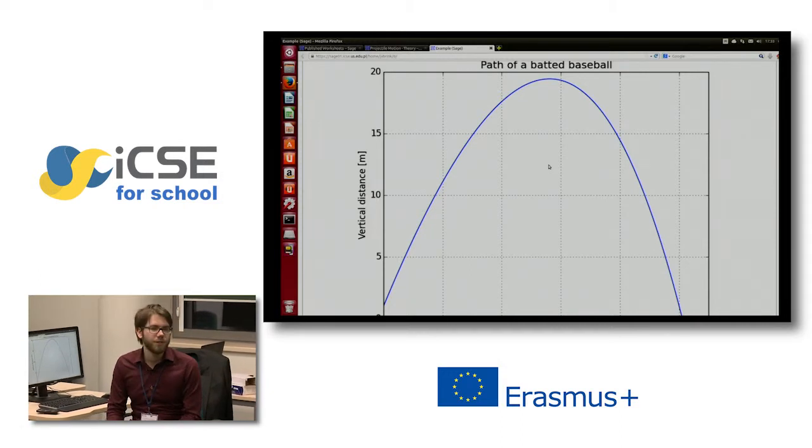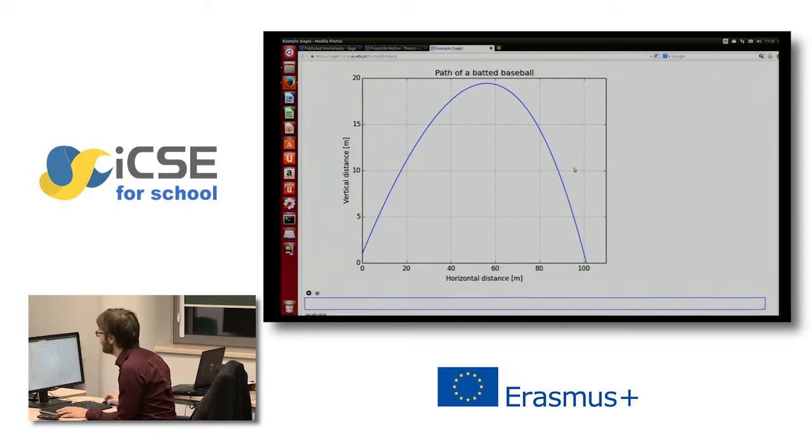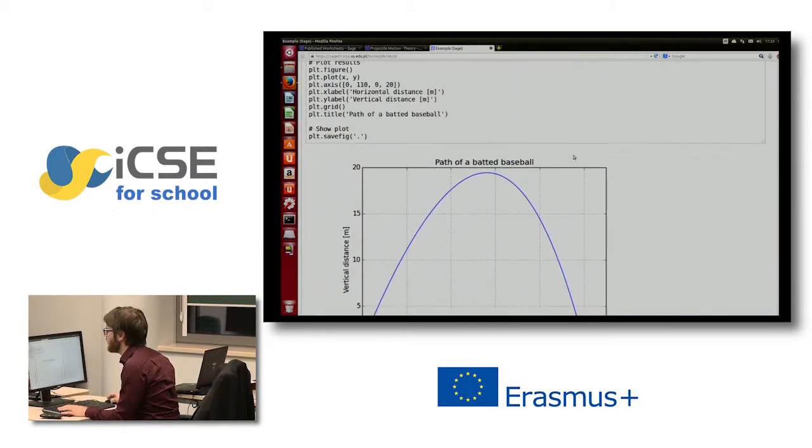But the problem here is we have a hard time comparing if they're in different figures. So what we're going to do now is we're going to use a loop to plot all the different angles at the same time.